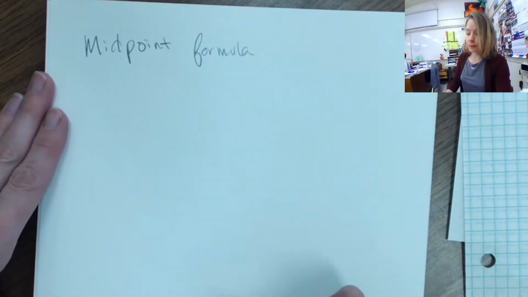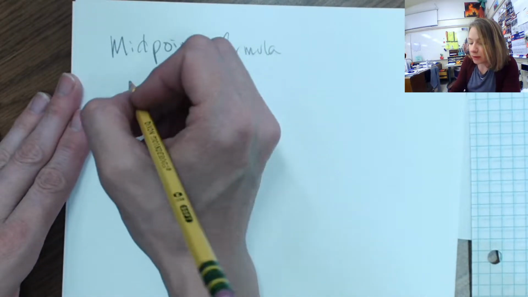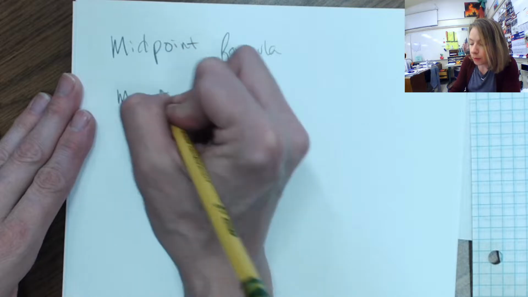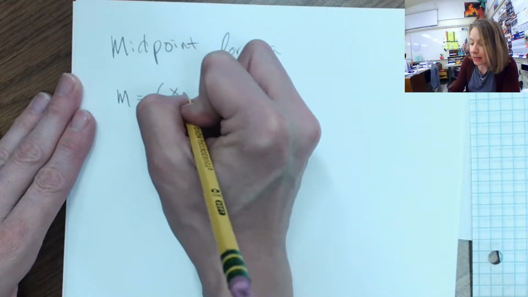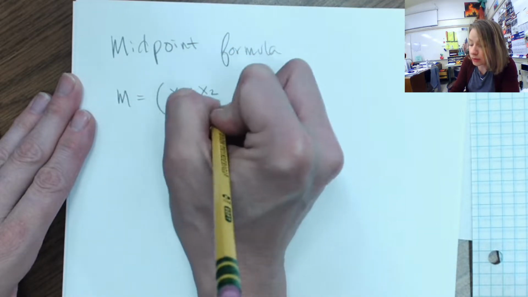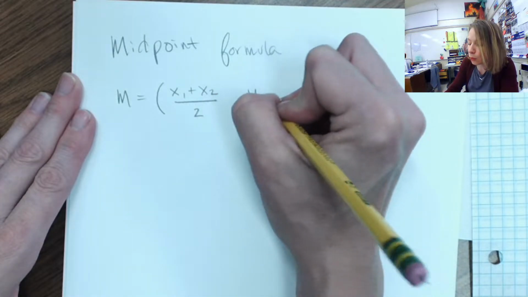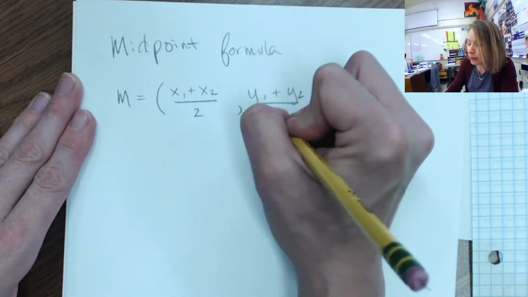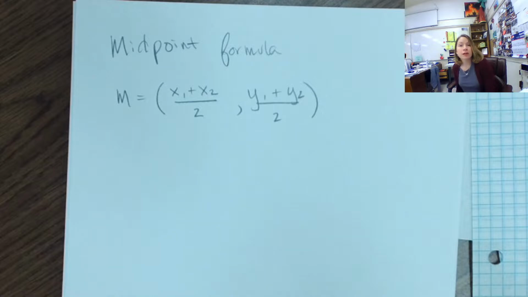Oh, it's all sideways, sorry. So the midpoint formula looks like this. The midpoint is (x1 plus x2) divided by 2, and then (y1 plus y2) divided by 2. So we really are just finding the average between those 2 points.